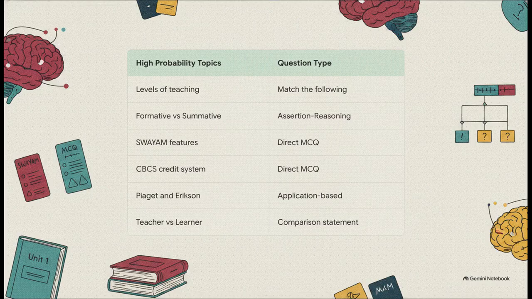Notice how every single high-probability topic, from the levels of teaching to the stages of Piaget and Erikson, has a designated question type. By aligning your study methods, whether that's flashcards for MCQs, side-by-side lists for teacher versus learner-centered comparison statements, or scenario practice for application-based questions, you are literally optimizing your brain's cognitive load for exactly what the exam demands. It's like a giant puzzle, and you finally have all the edge pieces.